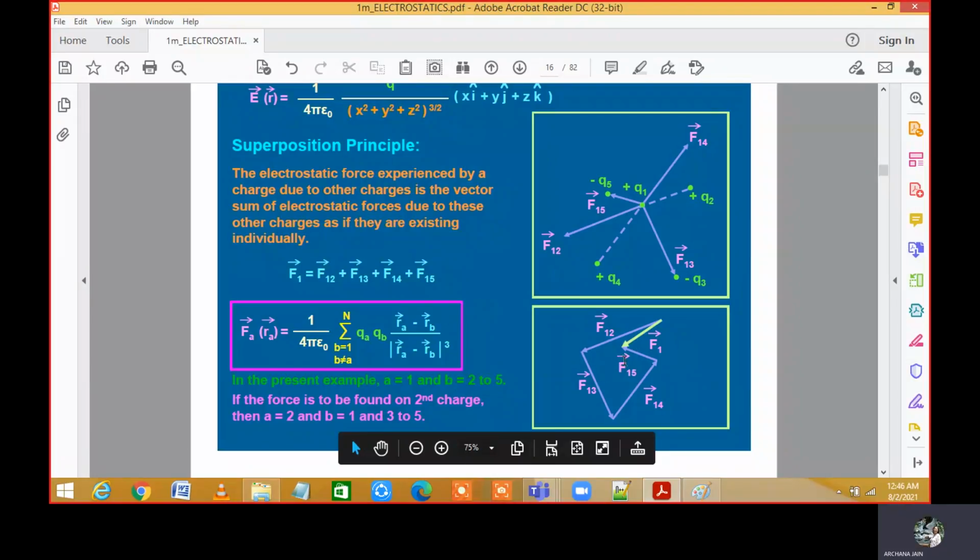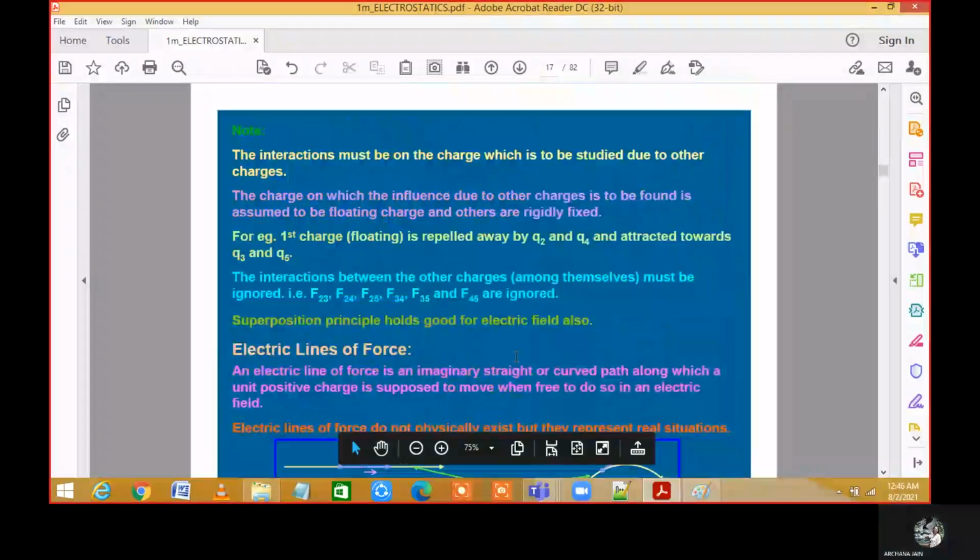Now see this figure. We have to calculate F1. So first we draw F12, then we add F13, after that F14, then F15. Join the tail of F12 to the head of F15. That's why F1 is the resultant force, meaning addition of all these forces. The interactions must be on the charge which is to be studied due to other charges. The charge on which the influence due to other charges is to be found is assumed to be floating charge, and others are rigidly fixed.